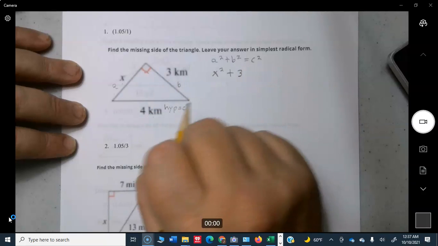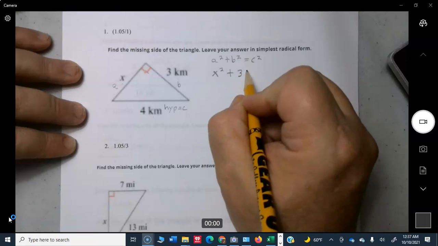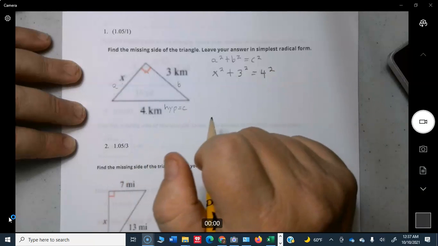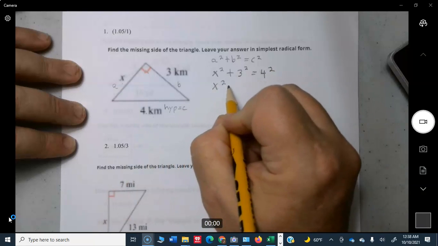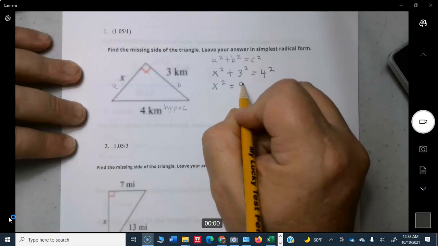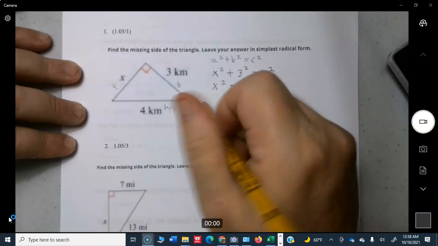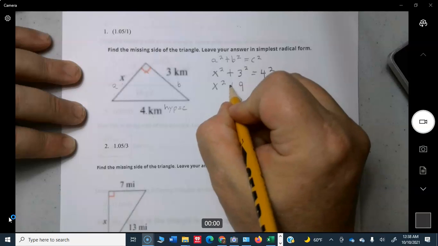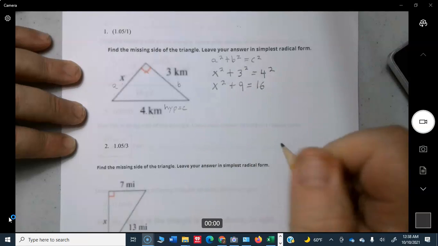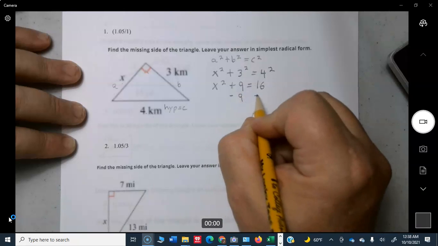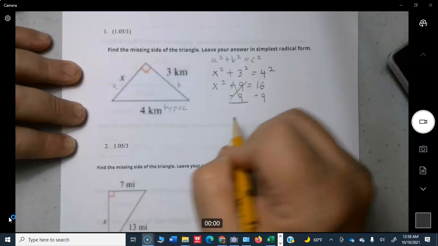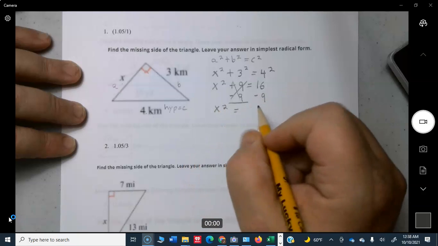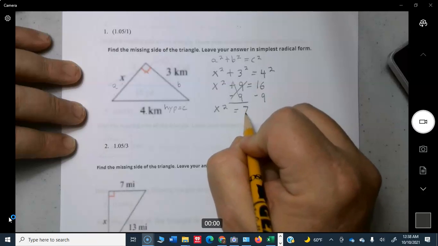I'll leave off the km, that's for kilometers. Let's just leave that off for now. So 3 squared equals 4 squared. We can simplify that: x squared plus 9 equals 16. Now we can start simplifying. Subtract 9 from both sides, and the 9 goes away because 9 minus 9 is 0. So you have x squared equals 16 minus 9, which is 7.